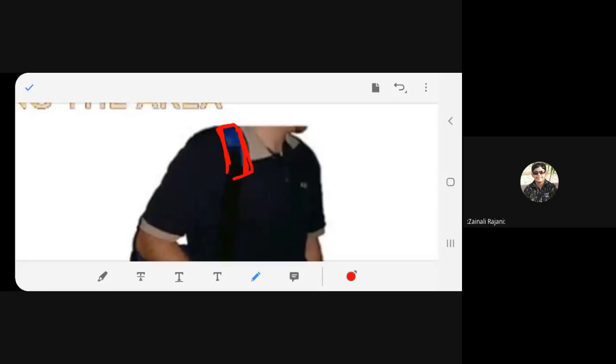This is the shoulder pad, right? He's got a big wide shoulder pad. So the surface area is more. So he will not have more pressure.